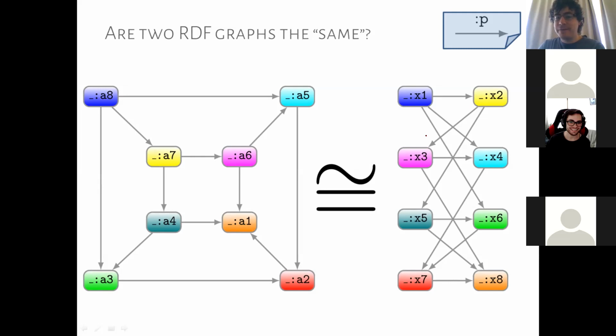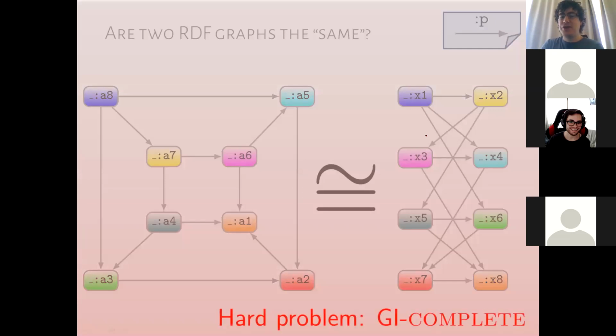The problem of figuring out if two RDF graphs are isomorphic is known to be GI-complete, a complexity class where GI stands for graph isomorphism. It's an intermediate problem. If you've heard of P and NP, graph isomorphism is not known to be in P, but it's not known to be NP-complete either. It's somehow between these two classes. So in general, the message is that it's a hard problem, and this is introduced by the notion of blank nodes.